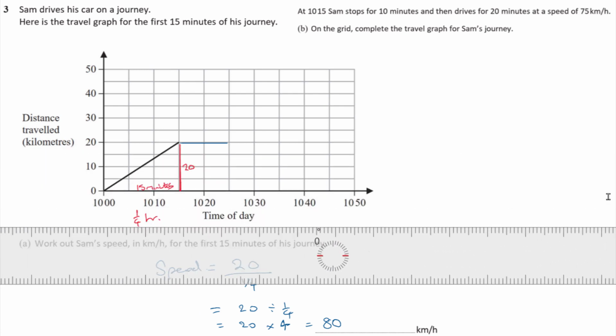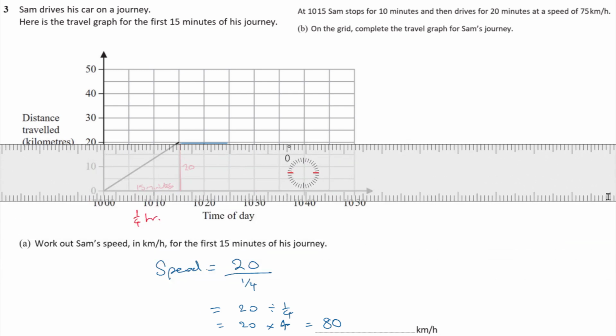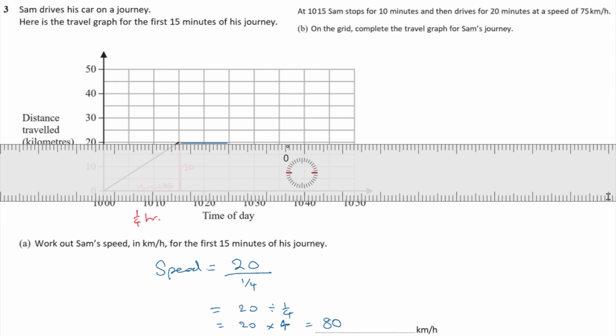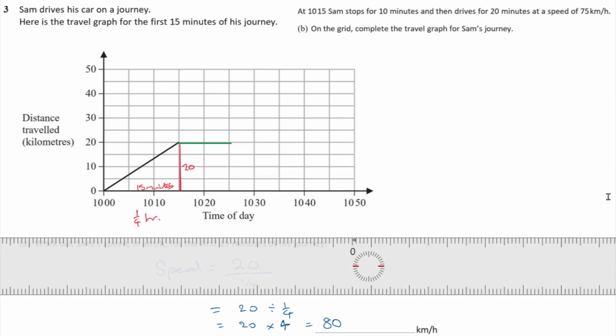Okay, and then maybe I'll do it in green so it stands out a little bit more. Let's just try that again. Does that stand out a bit more? Hope so. So from 10:15 to 10:25 he's standing still, and then for 20 minutes after that, which will take me to 10:45, he is going to be traveling at 75 kilometers per hour.